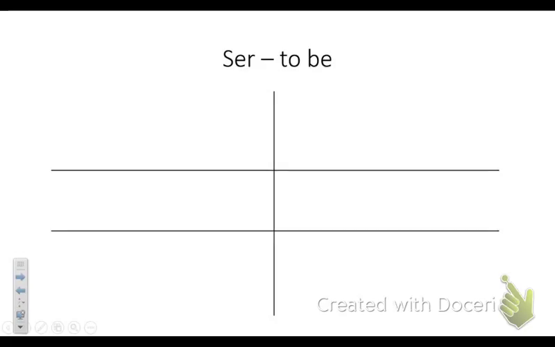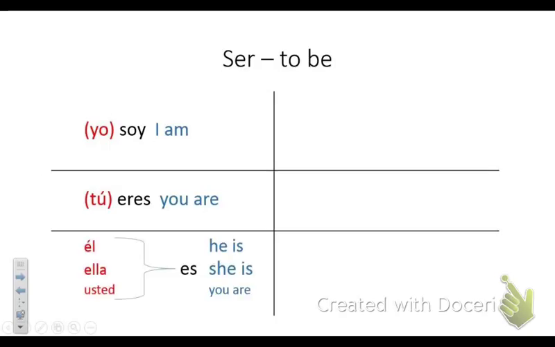Now for the meanings, there's a chart on your paper that has a space for the meanings. The English meanings are going to be in blue. Yo soy is I am. Tú eres is you are. This is the informal you. Use it with family, friends, people that you're familiar with. Informal you. The bottom we have él es, which is he is. Ella es, she is. Usted es, you are.